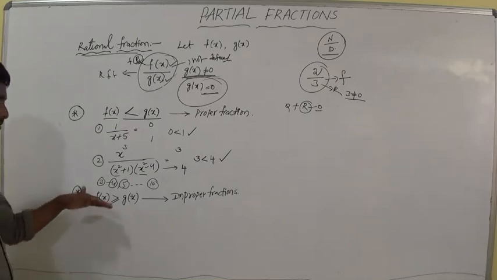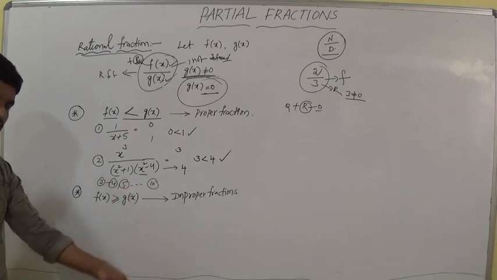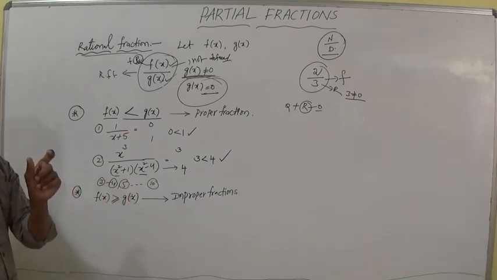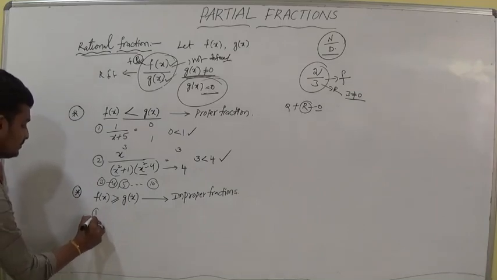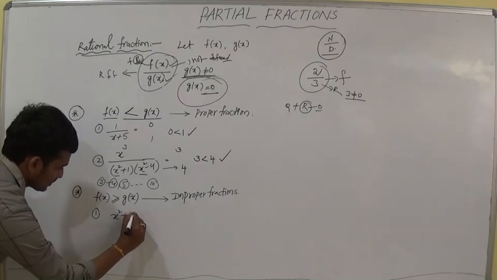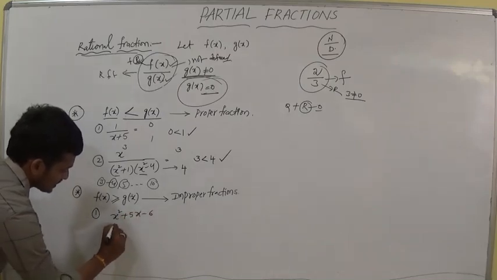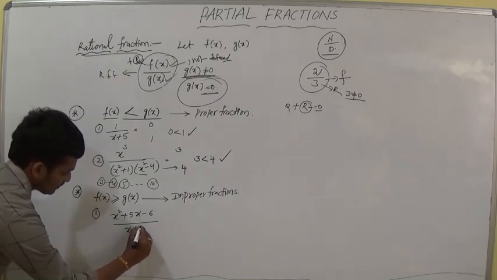Can we write examples of improper fractions? In the same way, I will tell you 2. You have to write nearly up to 10, or 6 or 5, yourself. Write the toughest example, not a simple example. For example, I am explaining: x square plus 5x minus 6 by x plus 2.